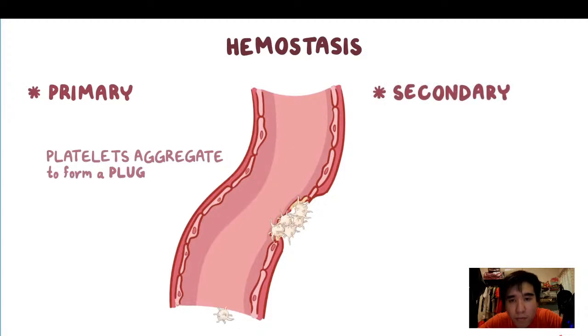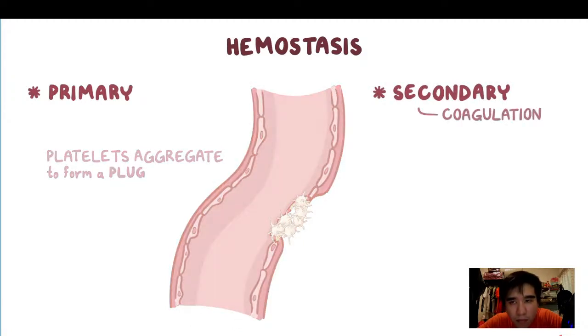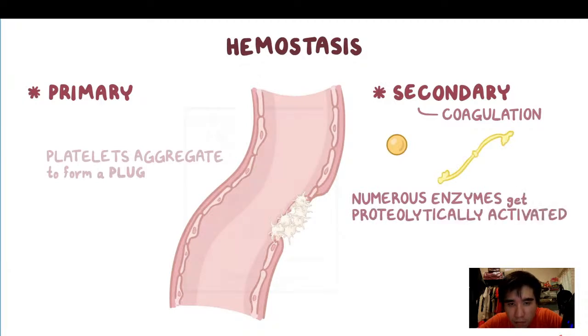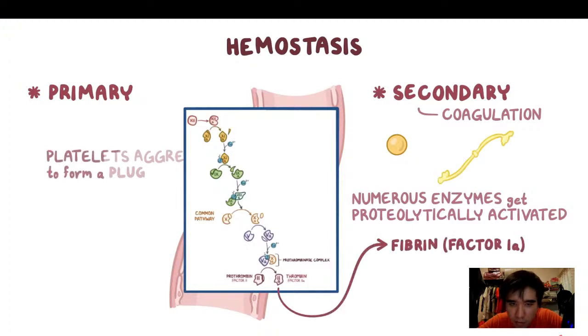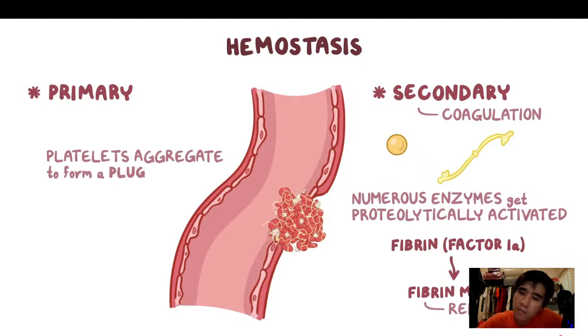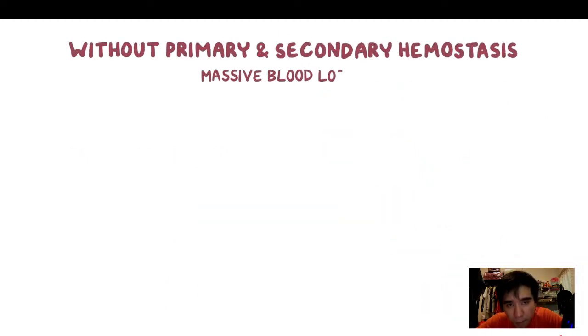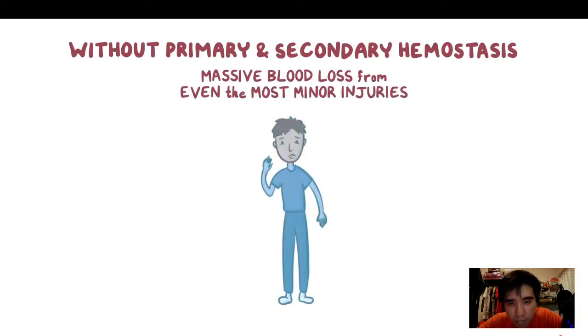While these platelets are aggregating, coagulation or secondary hemostasis starts. This is where numerous enzymes that are always floating around in the blood, called clotting factors, get proteolytically activated, meaning that activation happens when a small piece is chopped off, a bit like pulling the pin out of a grenade. These factors activate one another, eventually leading to the activation of fibrin, or factor 1A. That results in a fibrin mesh, which forms around the platelet plug to reinforce it and hold it together. Without primary and secondary hemostasis, our body would suffer massive blood loss from even the most minor injuries. Imagine losing all your blood from something as simple as a pinprick.